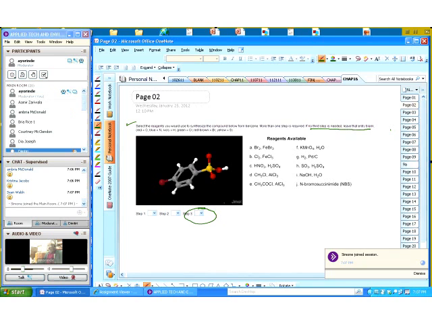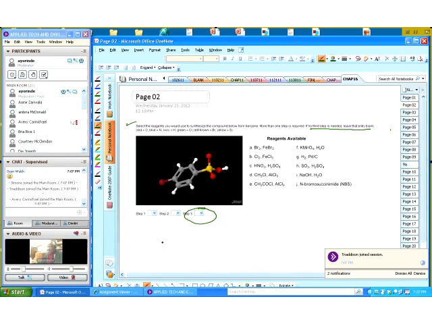Okay. What kind of molecule do we have here? This is sulfur. Of course, the red is oxygen. Oxygen attached to hydrogen. So this will be your sulfonic acid group. So this molecule will look like this.